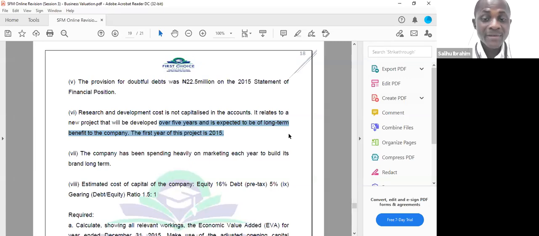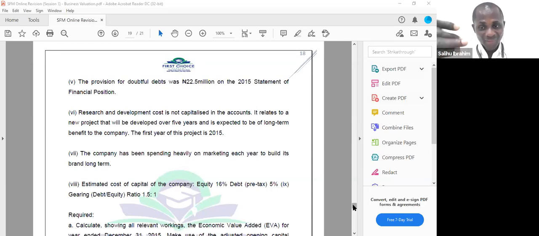So you can see the treatment we give to research and development. We are adding it back to profit, right? Because it has to be capitalized. We cannot expense it. So let us continue. Now, I am left with my task. Don't worry, after this, I will go to the solution and see what I'm talking about.